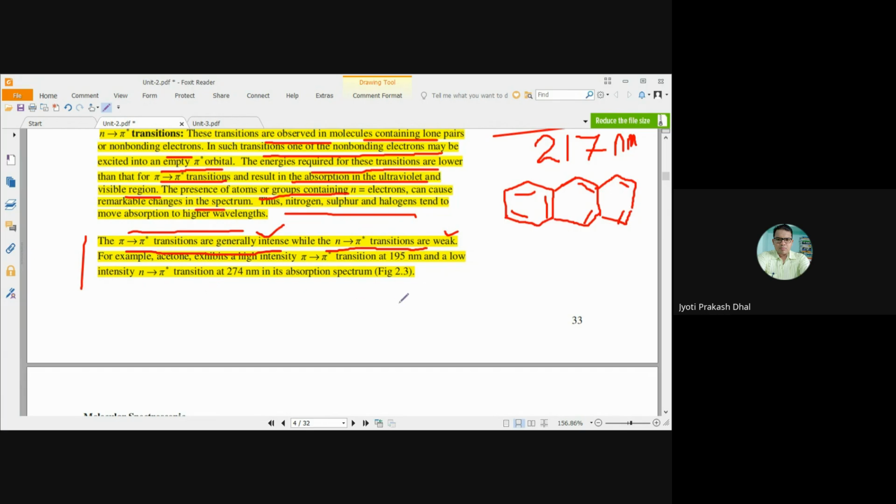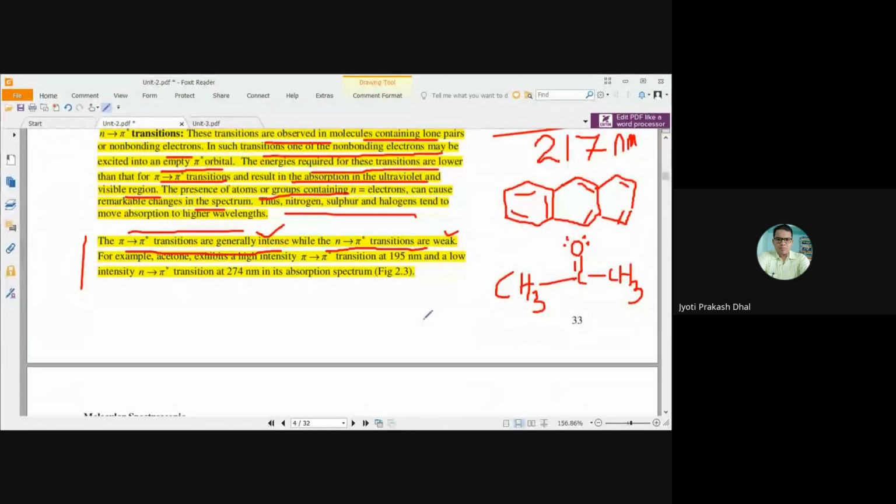For example, consider the acetone molecule, that is CH3 C double bond O. Here a pi bond is there. As the pi bond is there, pi electrons will be there, so a pi to pi star transition is possible. Apart from that, the oxygen atom contains two lone pairs of electrons, or non-bonding electrons, that means n electrons, so an n to pi star transition is also possible.